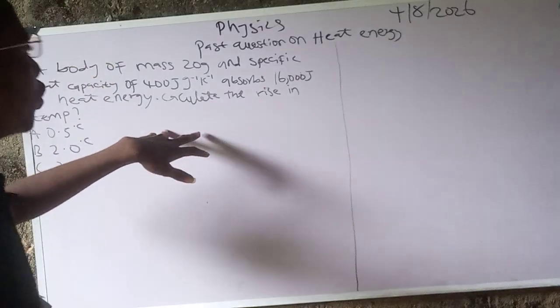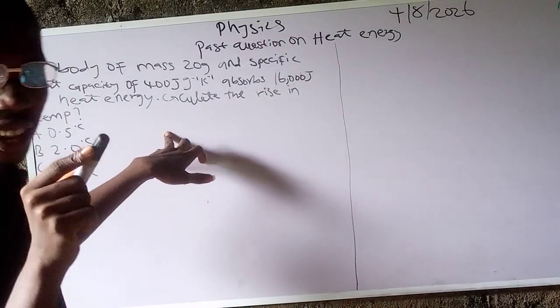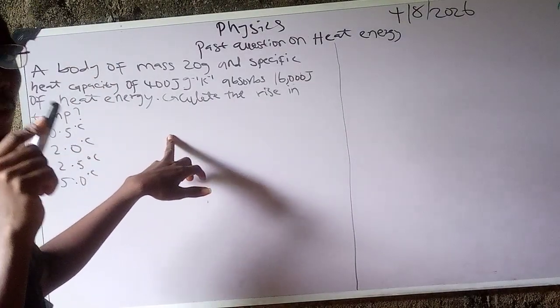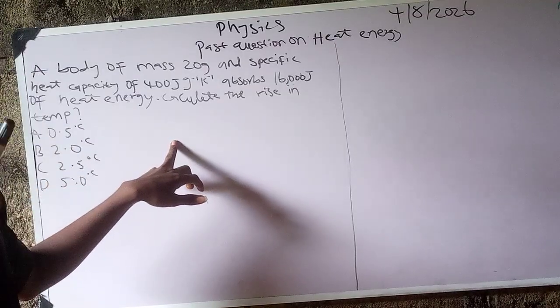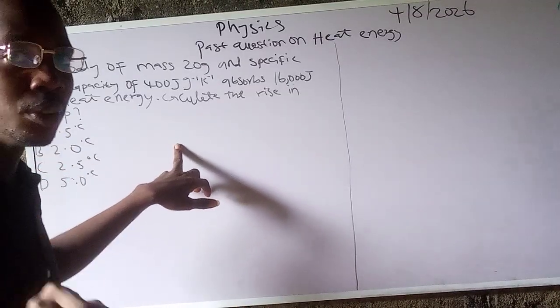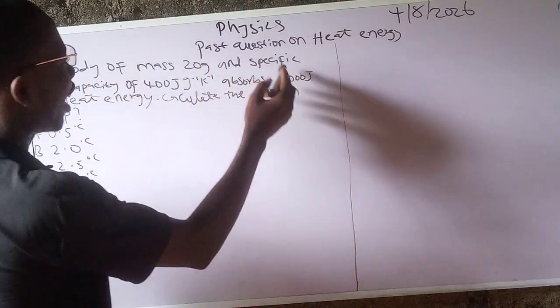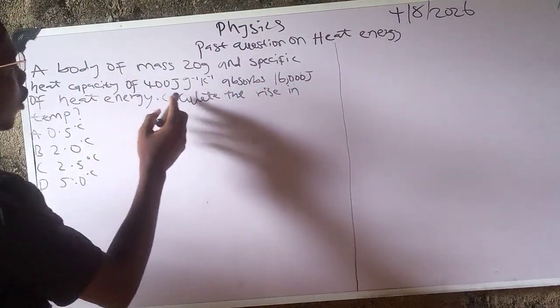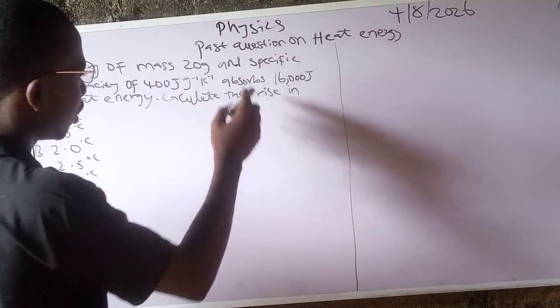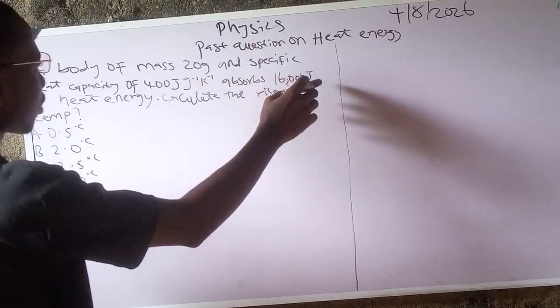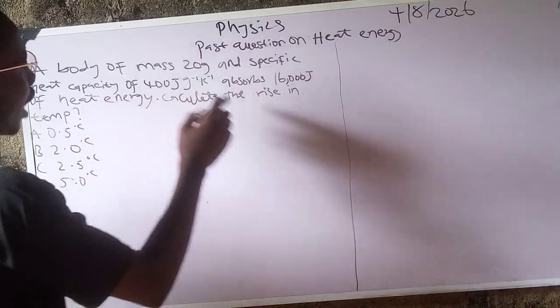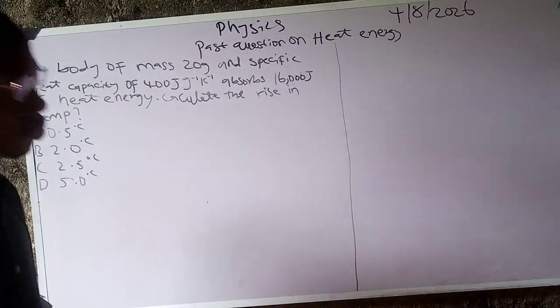In this question, I'm going to be showing a trick that JAMB uses to confuse most students. That is, you are sure that you got that question right, but you failed it. Now it said a body of mass 20 gram has specific heat capacity of 400 joule per Kelvin absorbs 16,000 joules of heat energy. Calculate the rise in temperature.